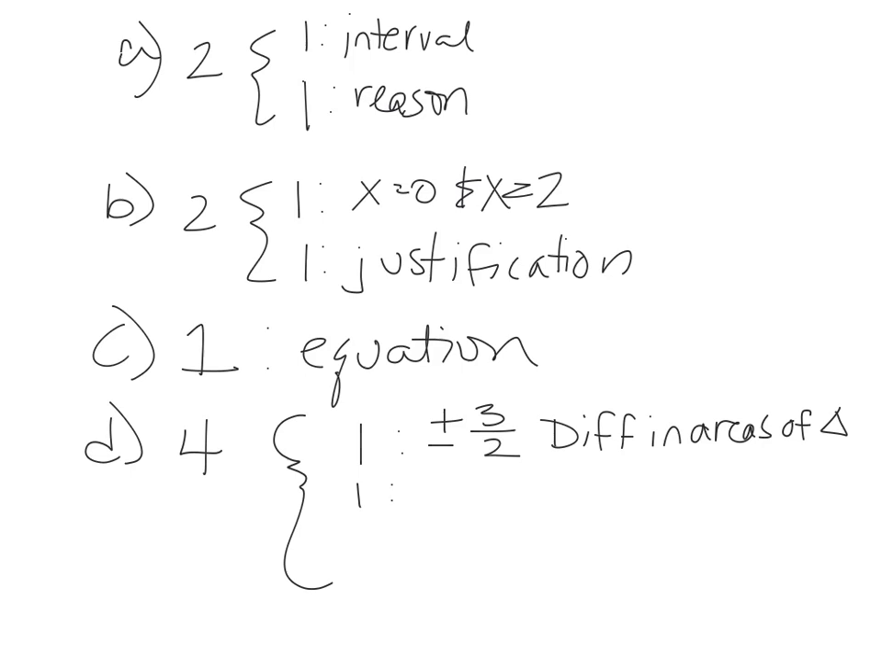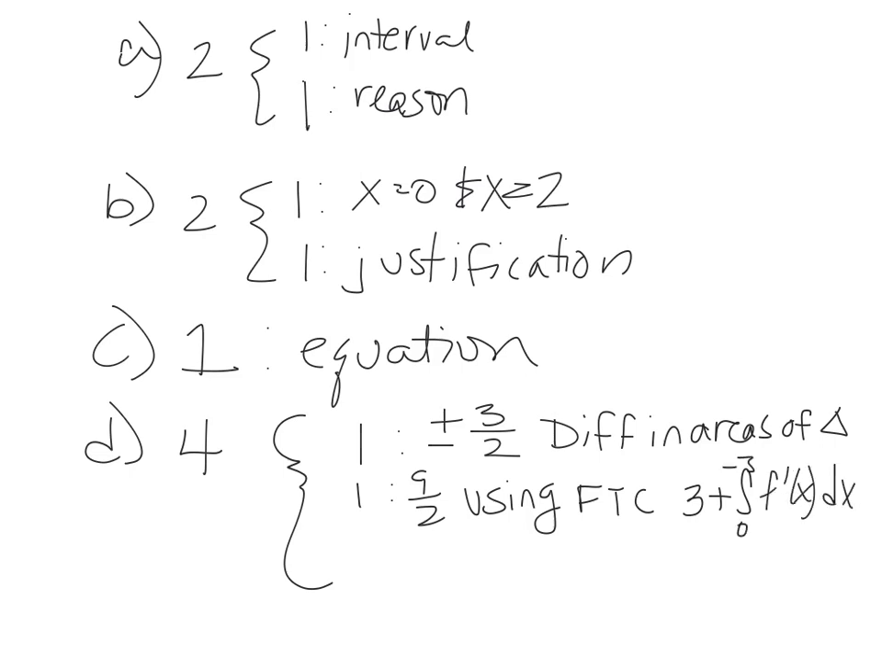Then you get 1 point for giving 9/2, and you have to be using the fundamental theorem of calculus, which is where you take your starting value, which we had 3, and then add it to your integral from 0 to -3 of f prime of x dx. So anytime you're doing an integral, you have to show the integral that you used, or you will lose work points for that. So you couldn't have just written down the 3 minus -3/2. You actually have to show the integral to get that work point. So always show your integral whenever you take one.